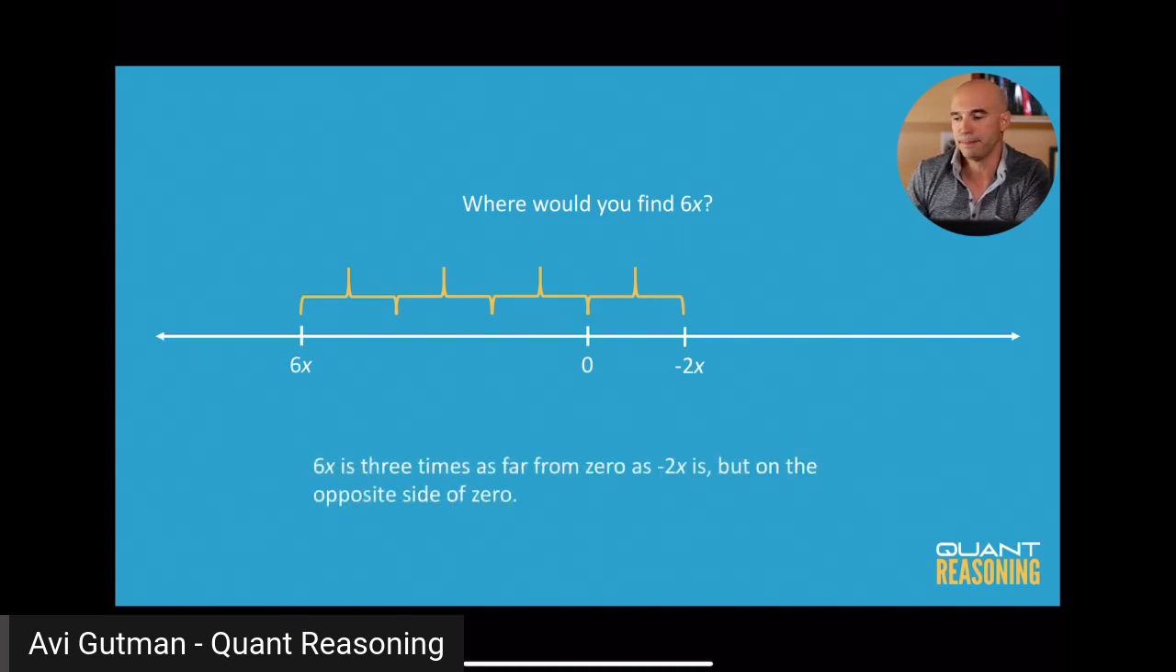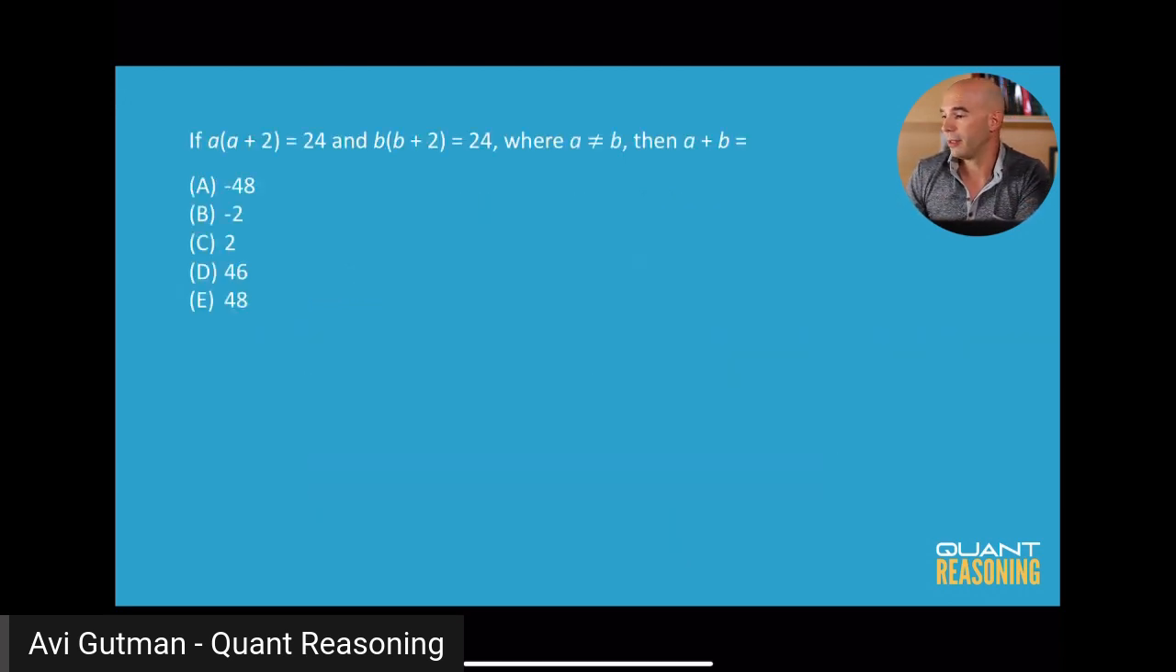We would say 6x is 3 times as far from 0 as negative 2x is, but on the opposite side of 0.